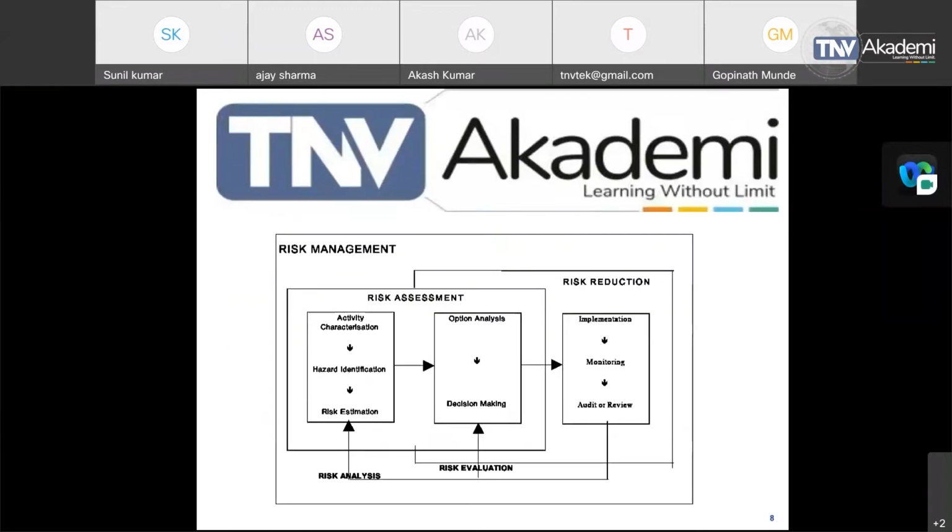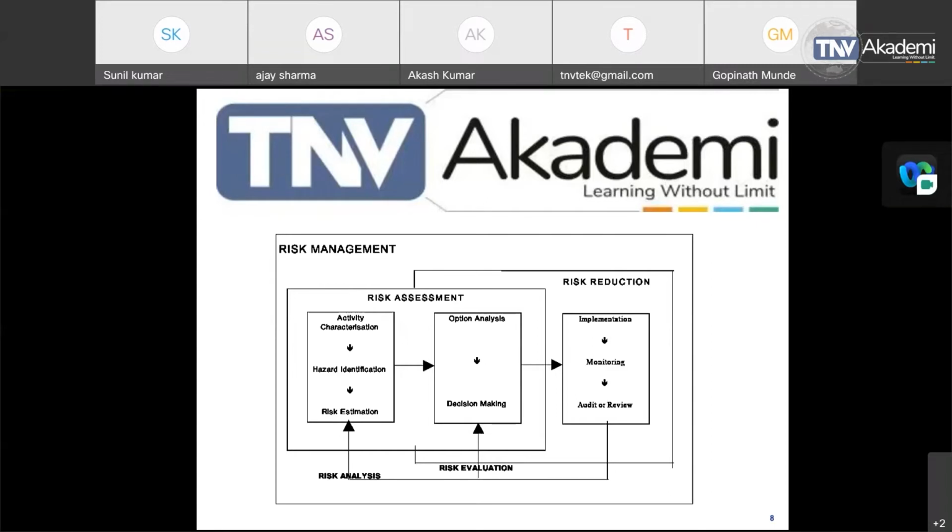So here they define risk management. Risk management is an activity of characterization, then hazard identification, then risk estimation, then we do the option analysis of that risk assessment. Because during the option analysis, you have to take the decision on that particular hazard, whether it is going to be hazardous or non-hazardous.